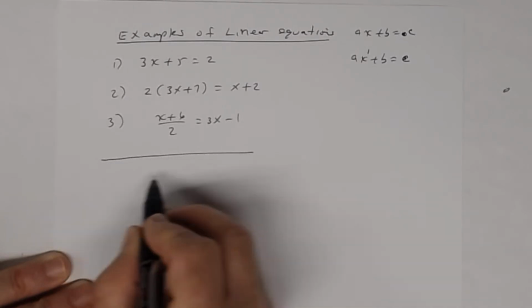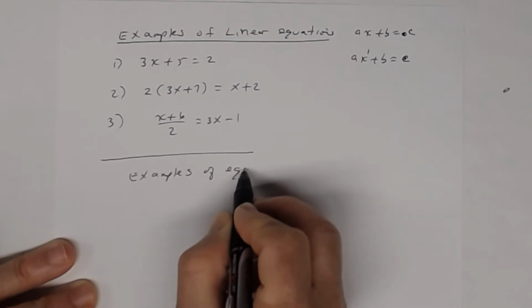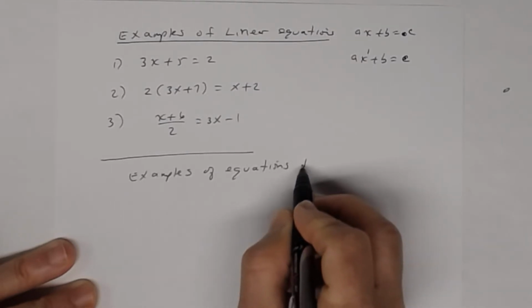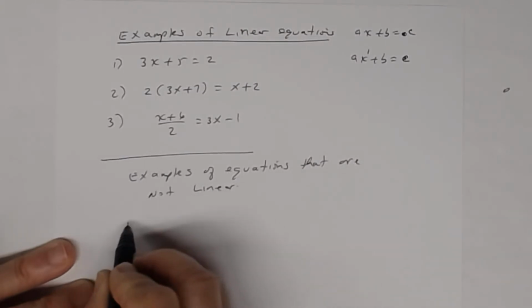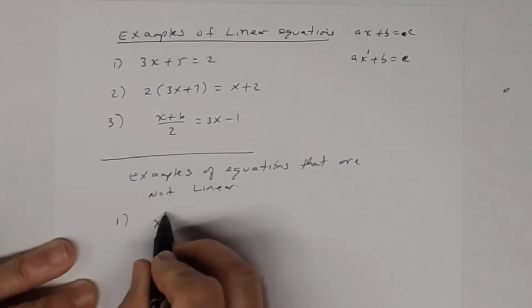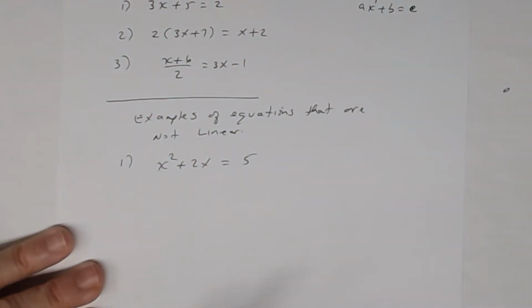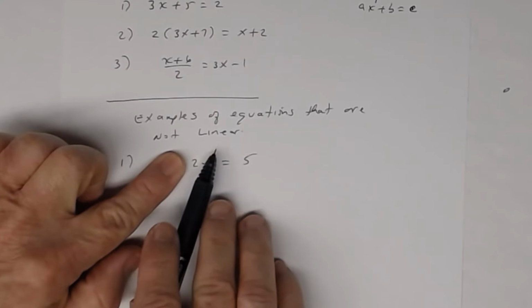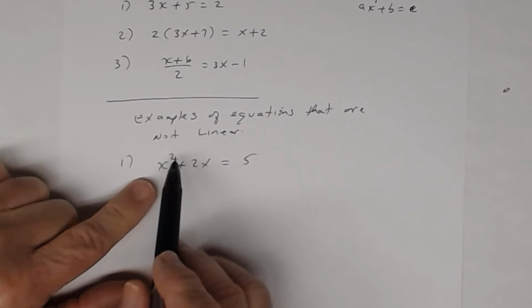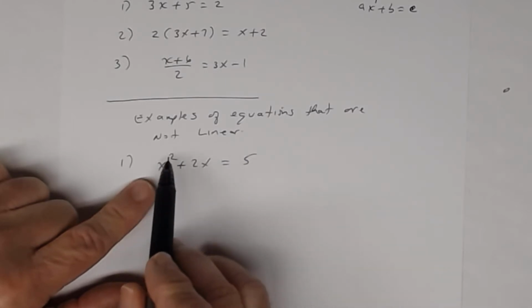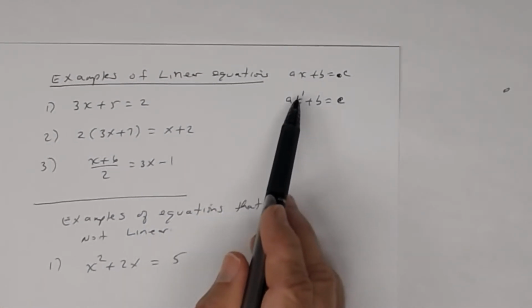So these are examples of equations that are not linear. Okay, so number 1, x squared plus 2x equals 5. That equation is not linear. You may say, well, I see an x to the first power. Yes, you do, but you must look at the highest exponent of the variable. So that's an equation in one variable, but the highest exponent is 2. In order to be a linear equation, your largest exponent must be a 1.